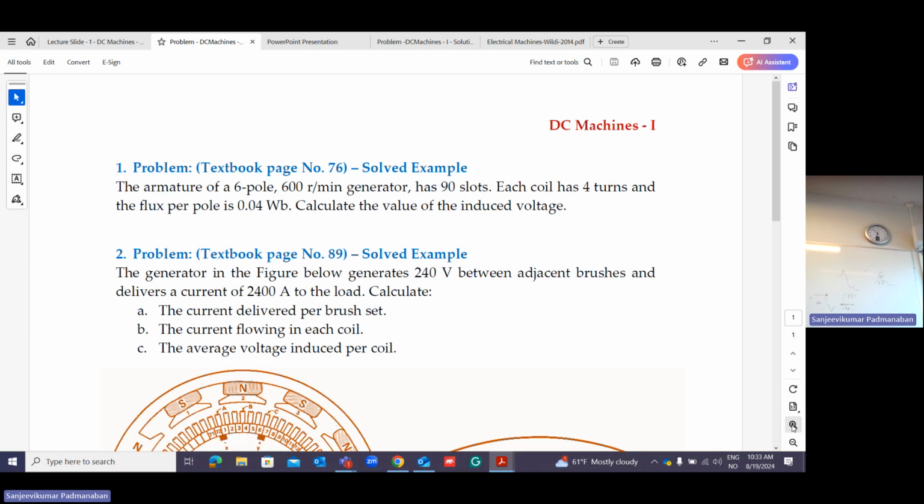Each pole, you know the meaning? Each pole will produce 0.04 Weber. Calculate the value of induced voltage. You have my slides. You have the formulas. You can easily find.